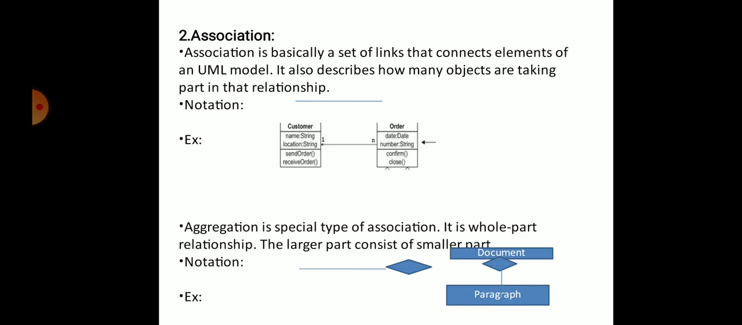Next one is aggregation. It is a special type of association. It is also called a whole-part relationship, where a larger part consists of smaller parts. It is denoted by a solid line and a diamond box. Example, paragraph and document. In a document, the paragraph is the smaller part. Document consists of paragraphs.